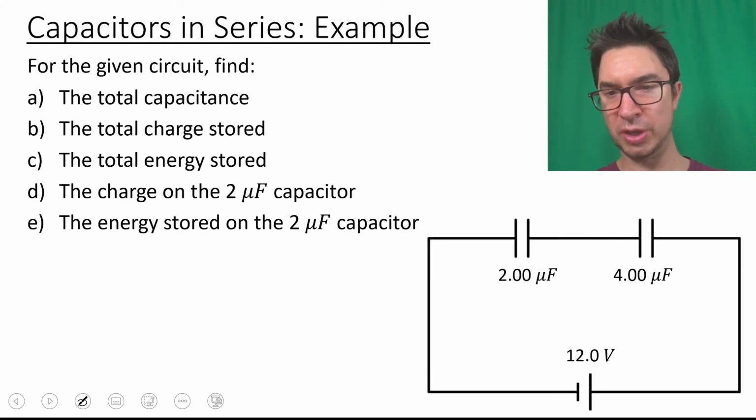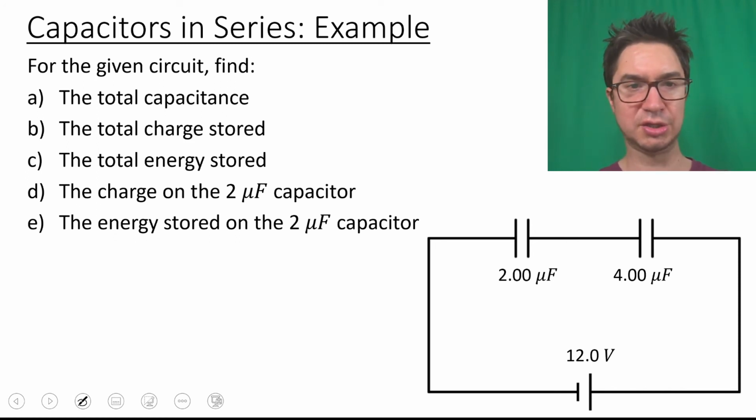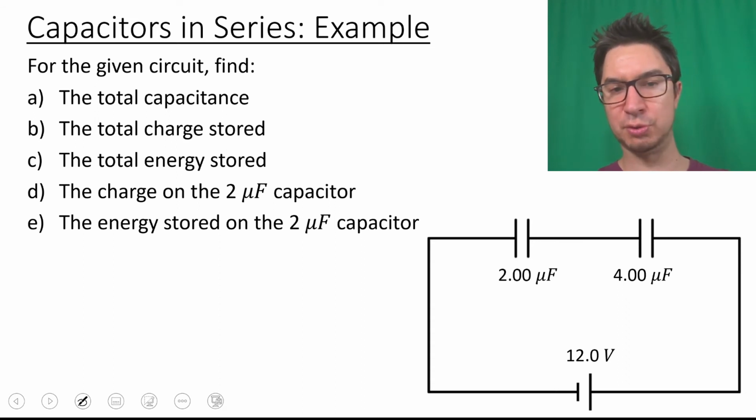Here you can see we have two capacitors in series. We've got the same 12-volt battery, and now we have a 2 microfarad and a 4 microfarad capacitor in series with one another. And we're going to see a very similar pattern here. We want to find the total capacitance, total charge, total energy, and then we're going to look at an individual capacitor, the 2 microfarad capacitor, its charge, and energy.